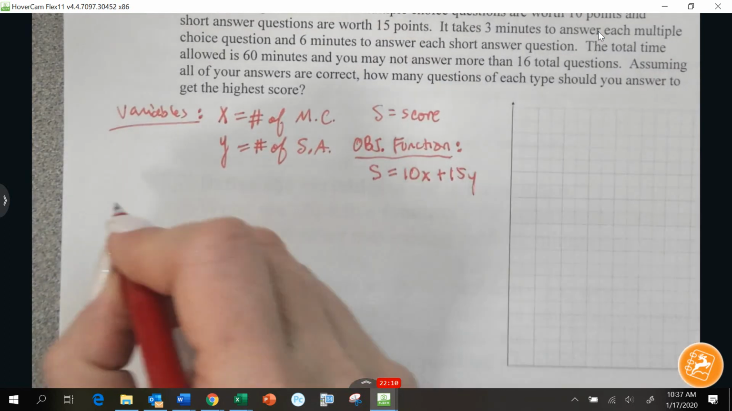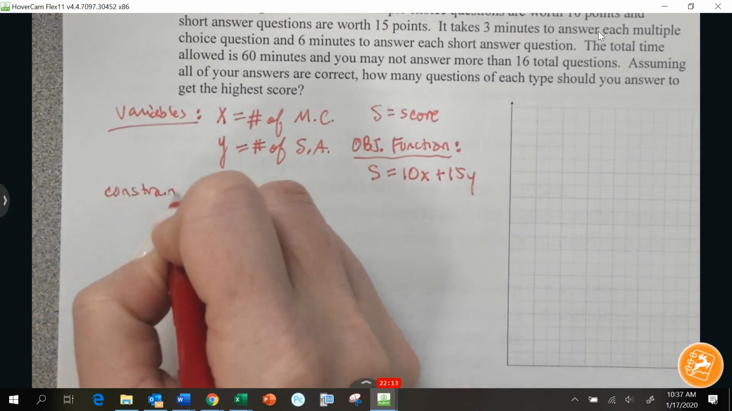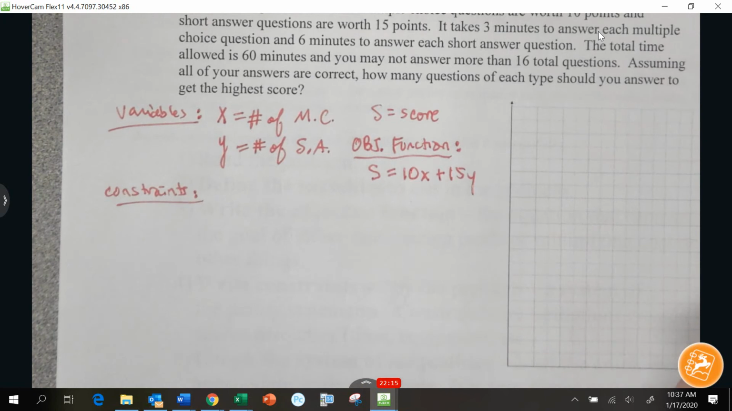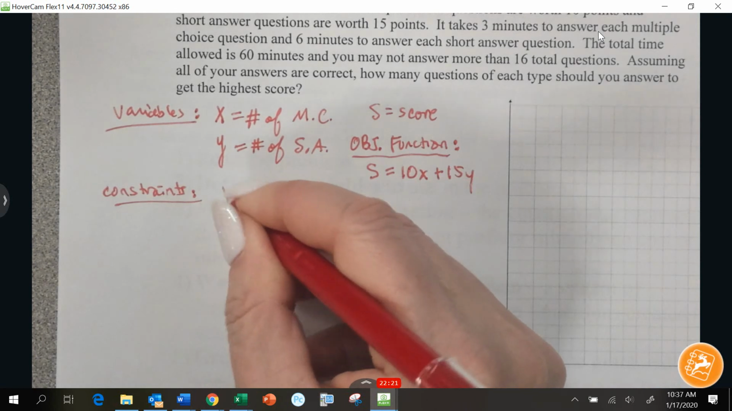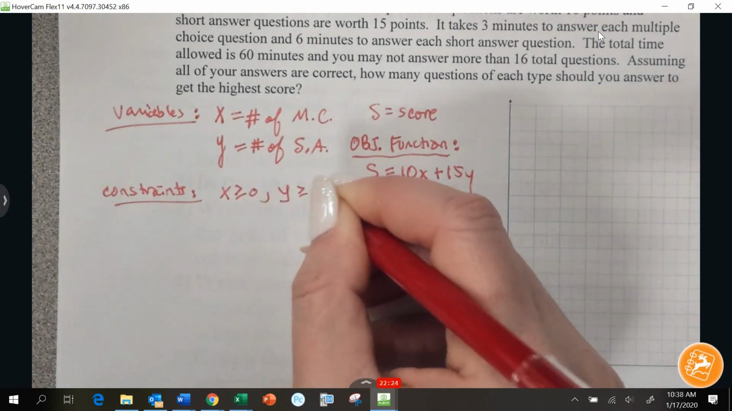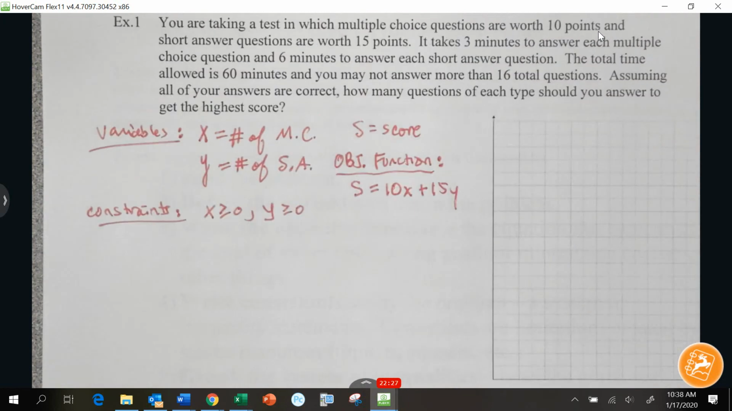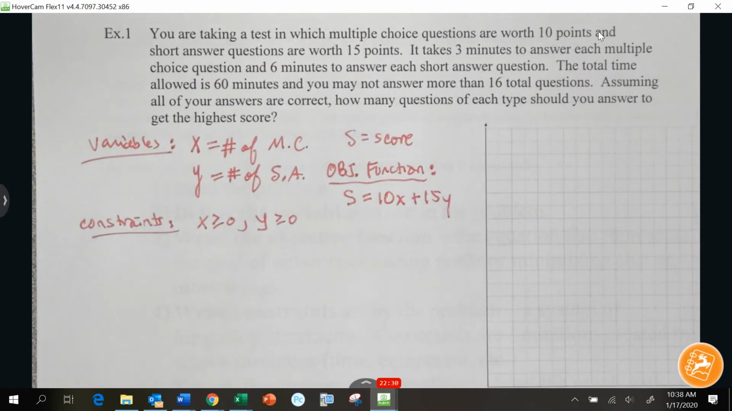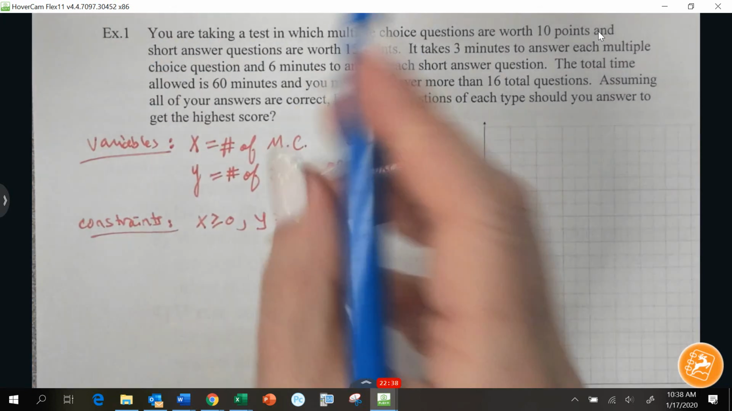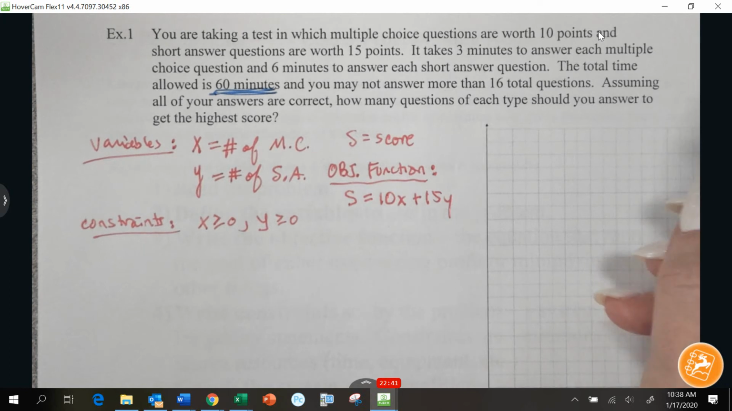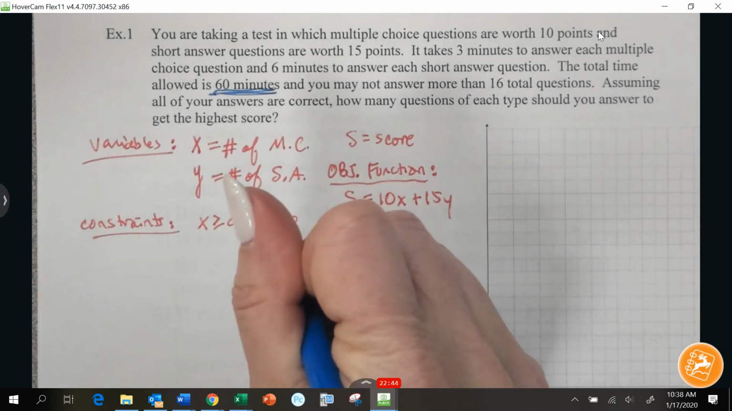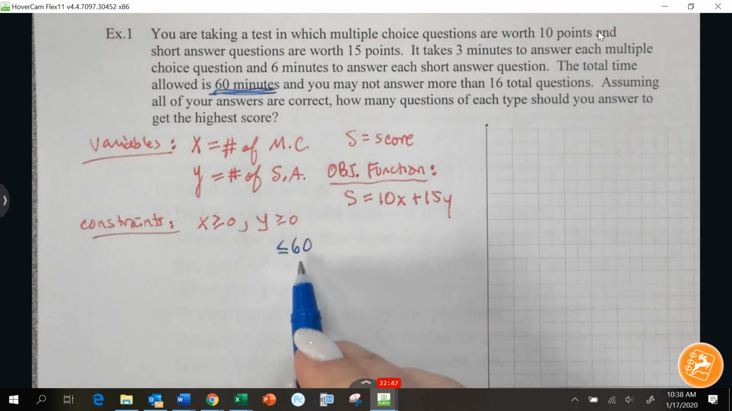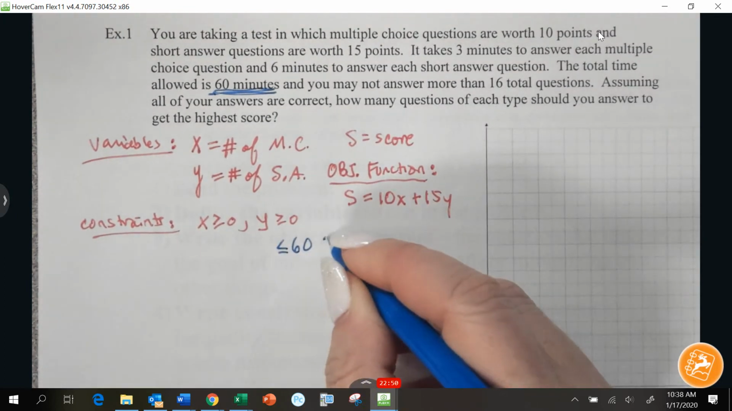Constraints next. Can we have negative numbers of questions answered? No. So we'll have x is greater than or equal to 0, y is greater than or equal to 0. There are some other constraints up here. We've got some totals. Does everybody see a total? I see 60 minutes, yeah. So 60 minutes is the maximum time allowed. So you can't go over 60. 60 has to be the greatest thing. So that's why I wrote less than or equal to. And this is minutes if you need to write it down.